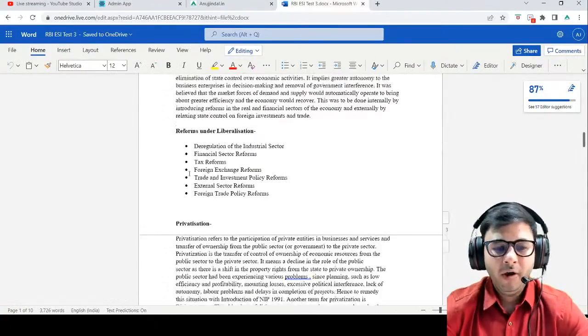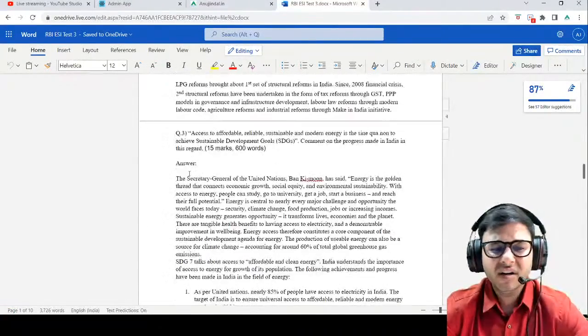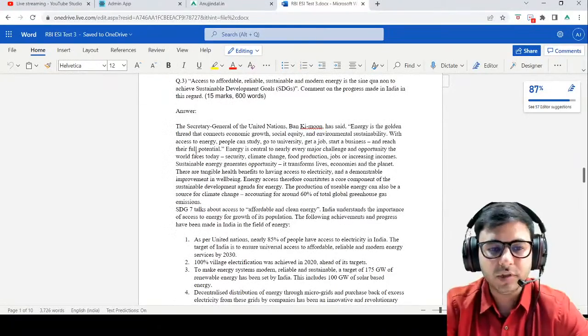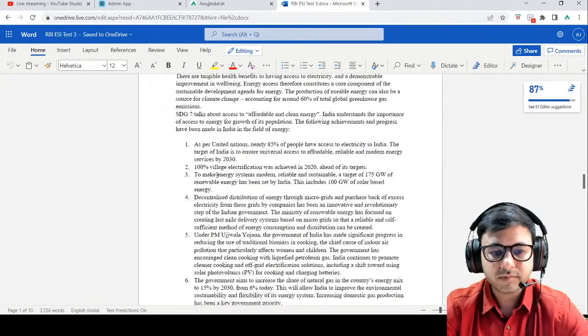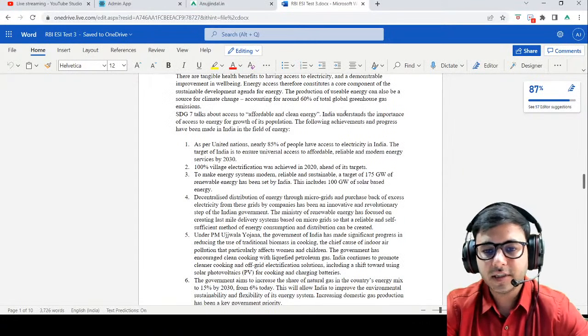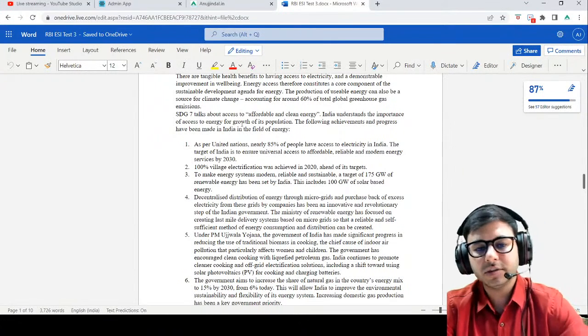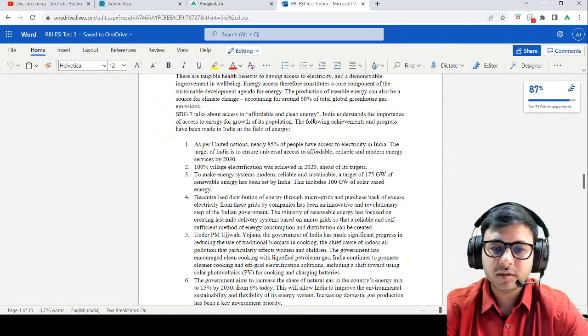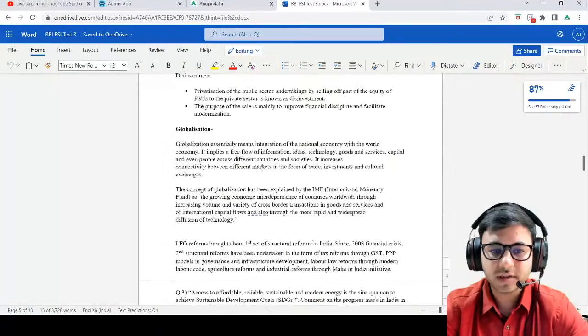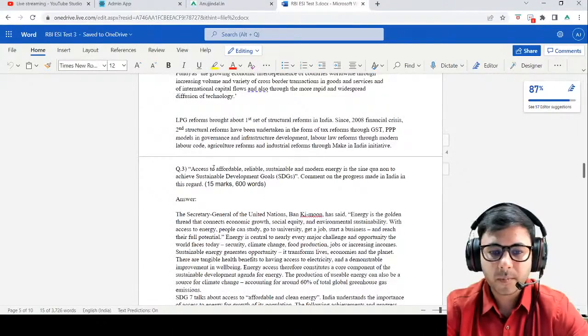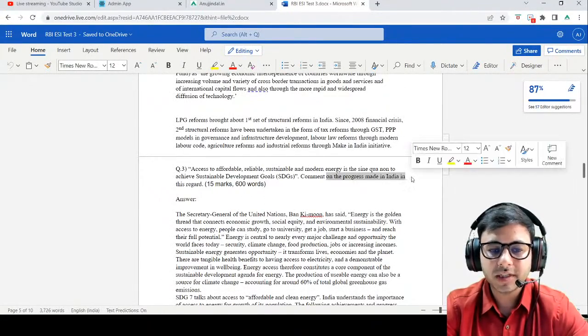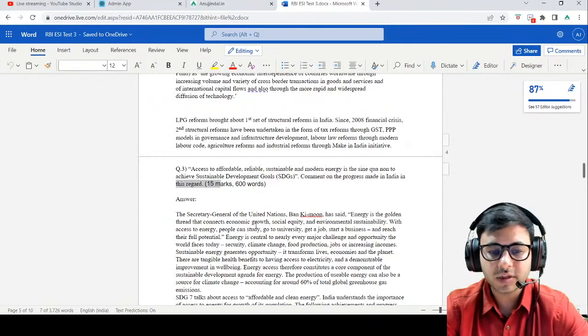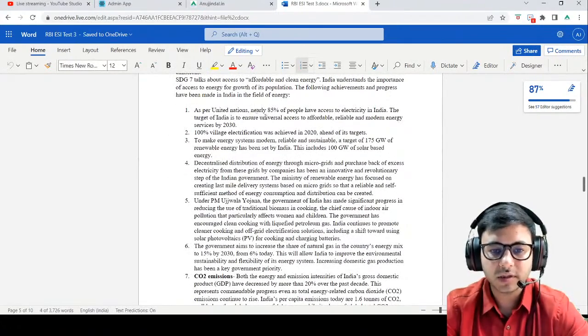Let's see what else could have been written. SDG 7 talks about access to affordable and clean energy. India understands the importance of access to energy for growth of its population. The following achievements and progress have been made in India in the field of energy. What was the question? Comment on the progress made in India in this regard. So it was necessary to mention the progress made in India too.